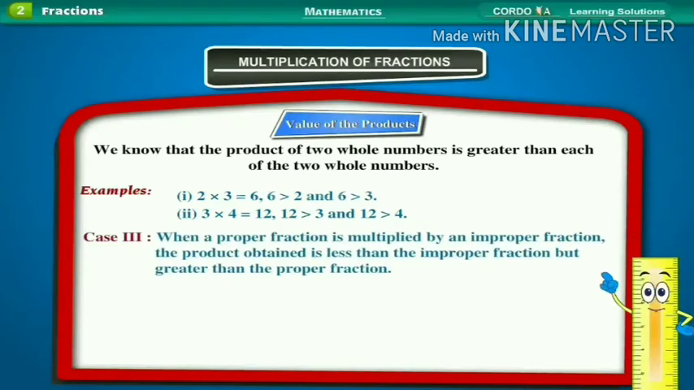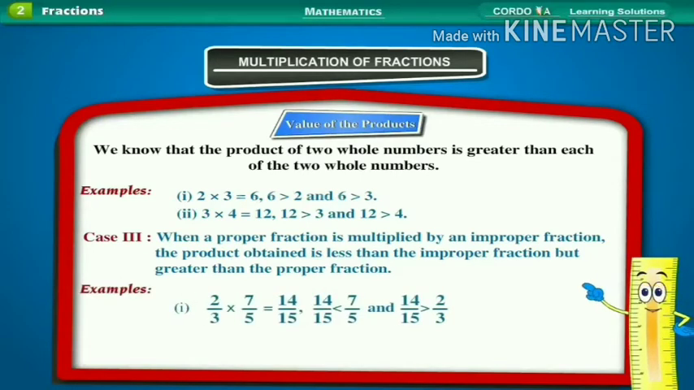Case 3. When a proper fraction is multiplied by an improper fraction, the product obtained is less than the improper fraction, but greater than the proper fraction. Examples: 2 upon 3 into 7 upon 5 is equal to 14 upon 15. 14 upon 15 less than 7 upon 5 and 14 upon 15 greater than 2 upon 3.